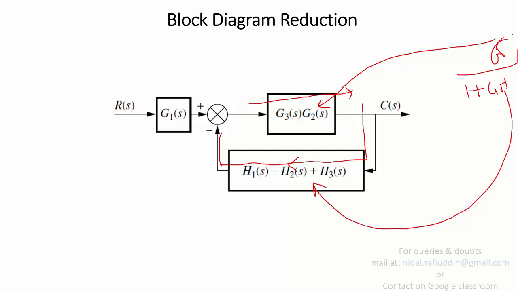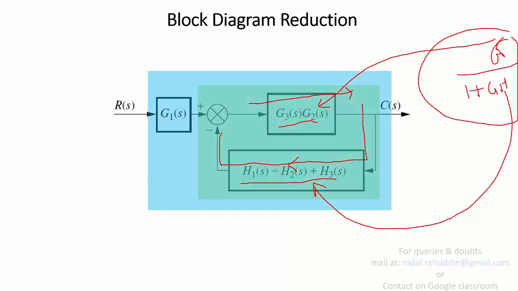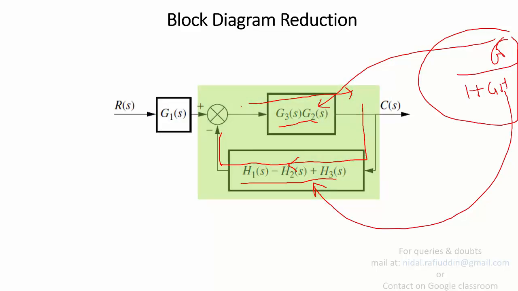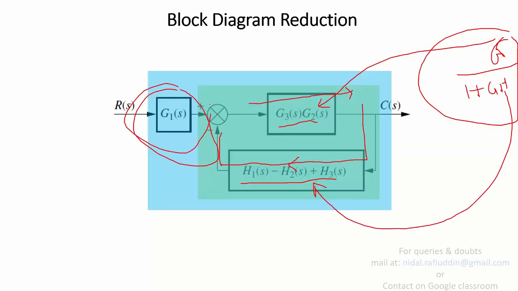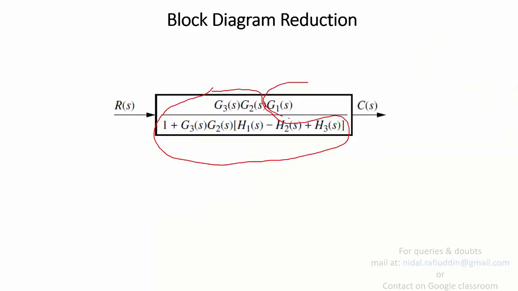Using this particular formula, you substitute these values in place of G and these in place of H to obtain the transfer function by elimination of the loop, and that will finally be multiplied by the gain G1 in order to obtain the final transfer function that looks something like this. So from elimination of the loop you got this particular expression, and from the gain which is connected in series, you got this gain multiplied with the final cascaded gains.